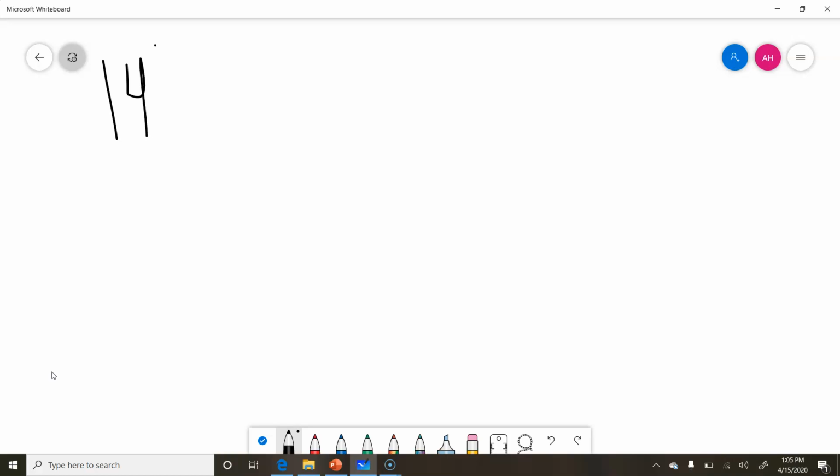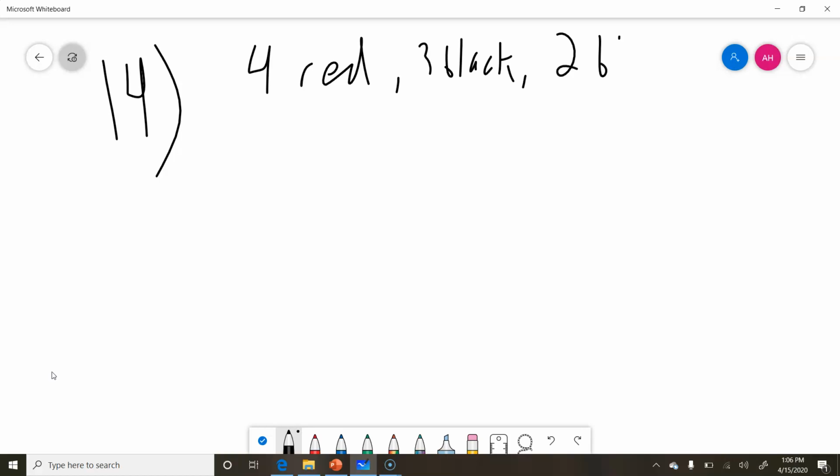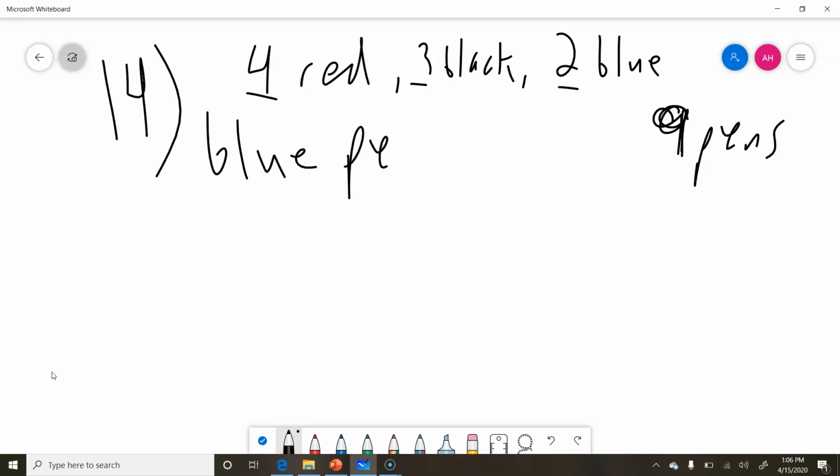Okay, this is number 14. And on number 14, it says we have 4 red, 3 black, and 2 blue. Okay, so the first thing we need to know is how many pens do we have total? Well, we have 4 plus 3 plus 2, so we have a total of 9 pens. That's always the first thing we need to do. Find out how many pens we have. We have 9. So number 14 says, what is the probability of getting a blue pen?